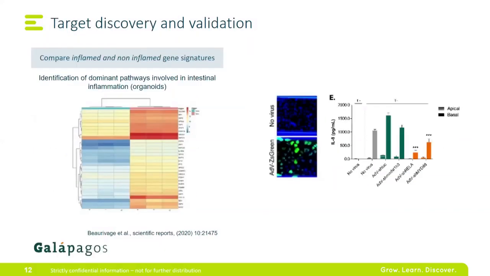You can do target discovery and validation. This is the work we did together with Galapagos, where we compared the genotypes of inflamed versus non-inflamed intestinal organoids. We did target knockdown with adenoviruses to make sure that we can actually reverse an inflammatory effect, or protect the barrier from getting disrupted, or reduce cytokine production, which is actually working very nicely.